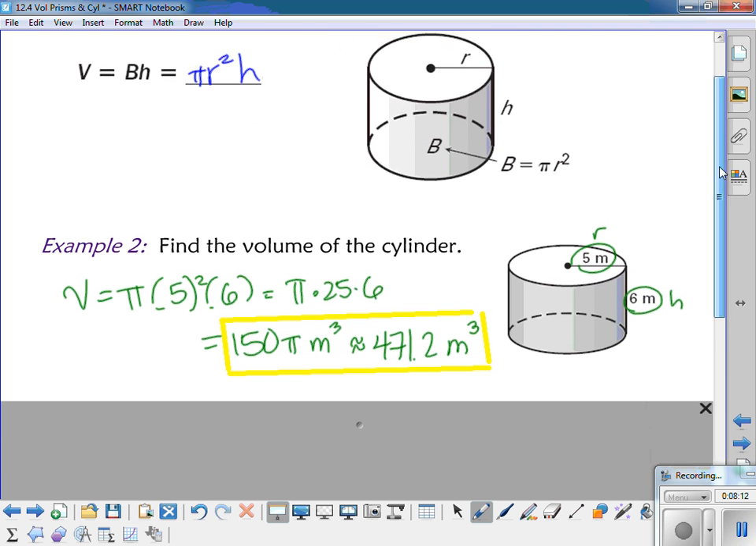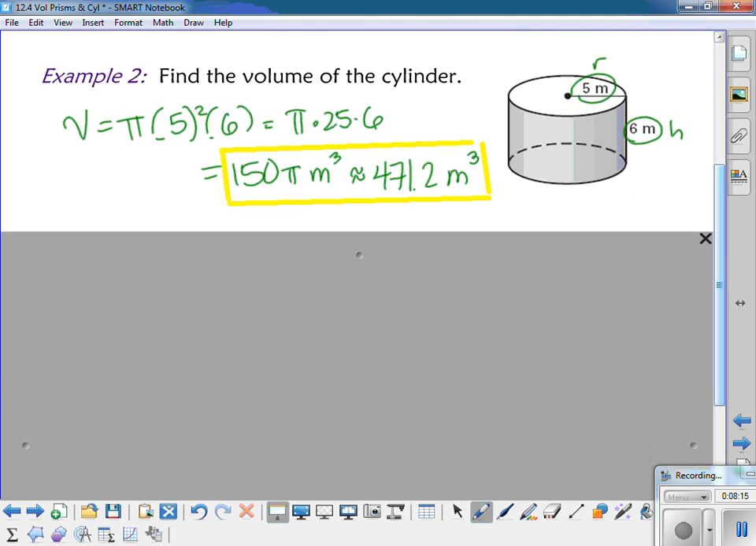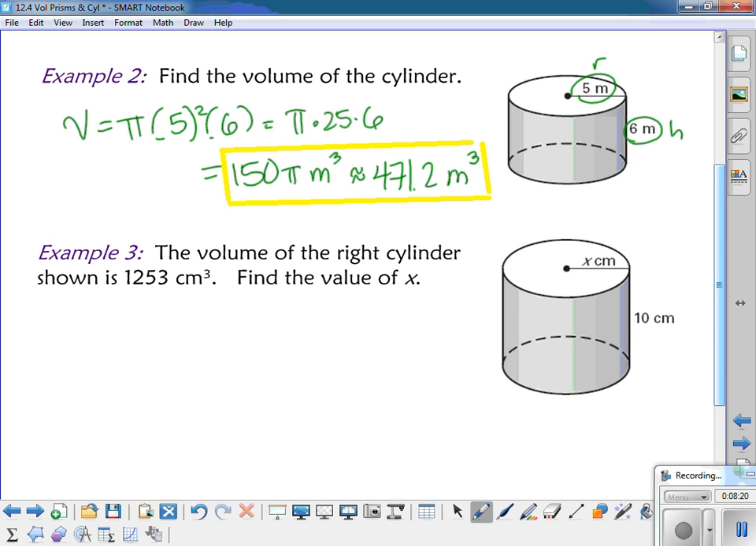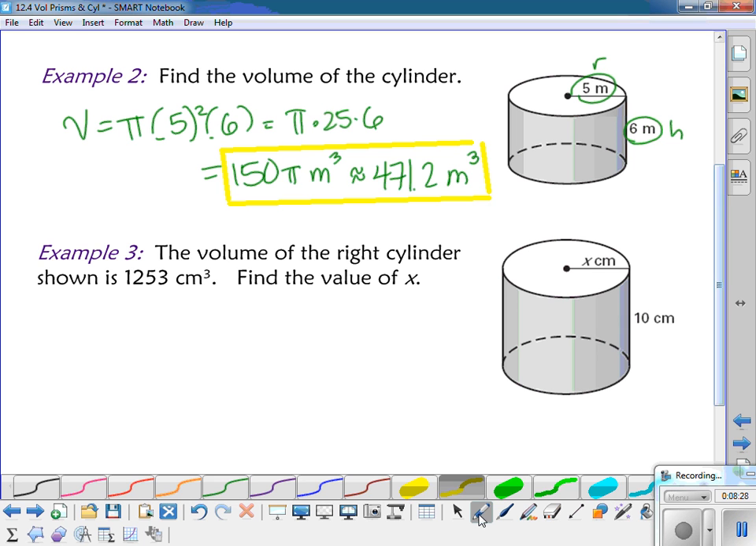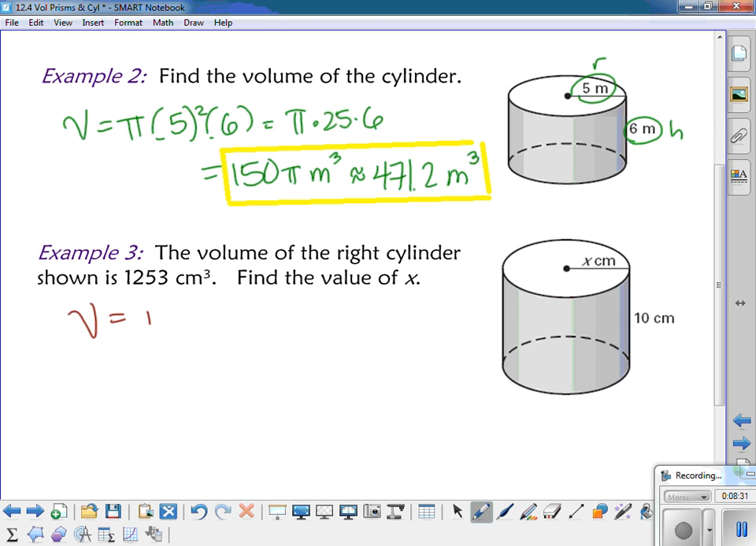All right, and so we may have a situation where you have to work backwards and find a missing dimension. In this case, we need to find the radius. So we're going to work backwards using the same formula. The volume is pi r squared h. So I know the volume is 1253, and that's going to equal pi times x squared times the height of 10. So we've got 10 pi x squared.